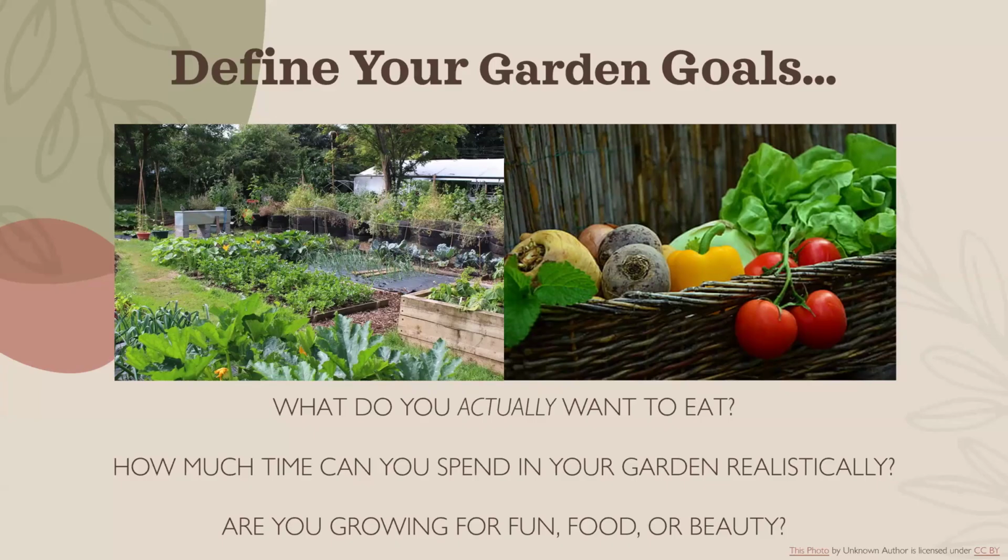And finally, are you growing for fun, for food, or are you just growing for beauty? There's also plants that solve multiple of these problems, like nasturtiums. You can grow them for the beauty of the flower and you can eat them. Same goes for a lot of squash that has big flowers in the beginning of the season before they put out their fruit. So you can do multiples of these and achieve the same thing.